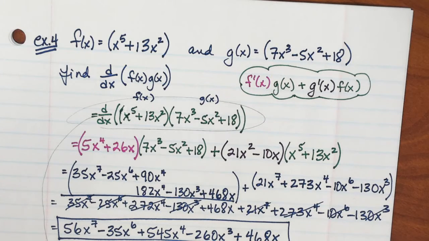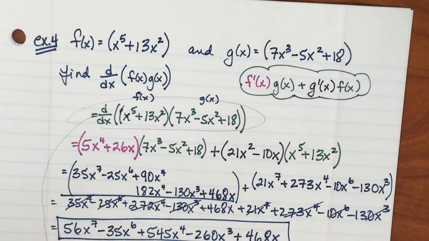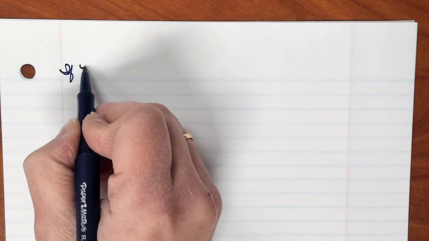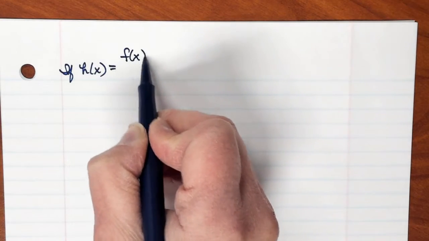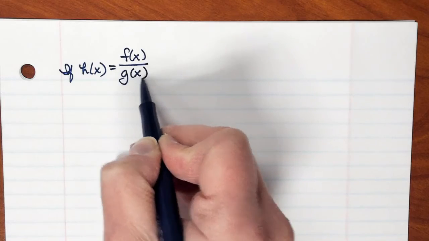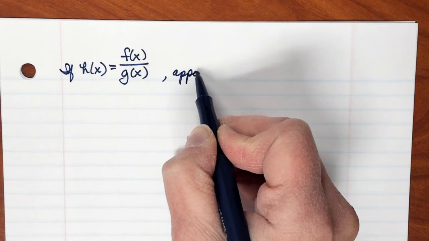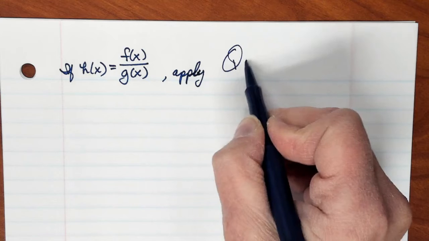All right, now we're going to talk about something called the quotient rule. Quotient rule is a little bit different. So if you have, I'm going to go to a brand new piece of paper that doesn't have stuff bleeding through. Here we go. So if you have a function, we'll call it h, where you have f in the numerator and g in the denominator, then you can apply what's called the quotient rule.